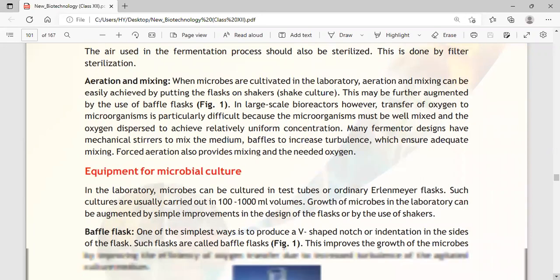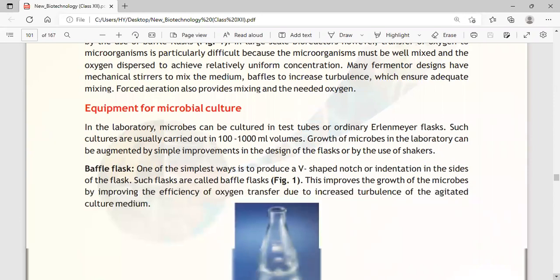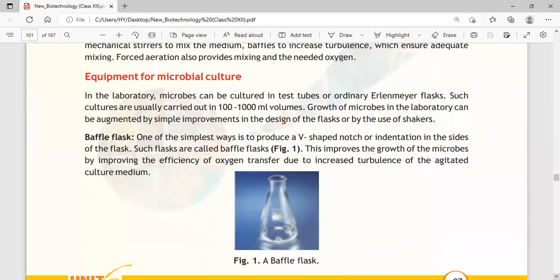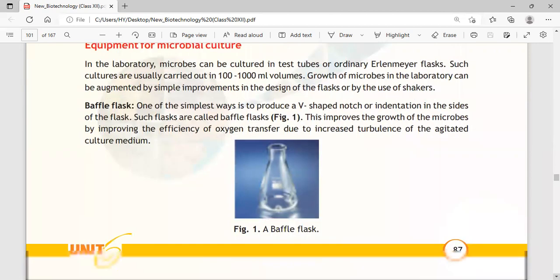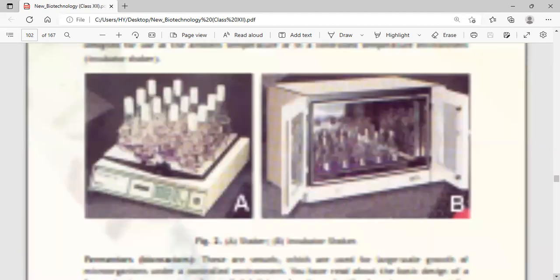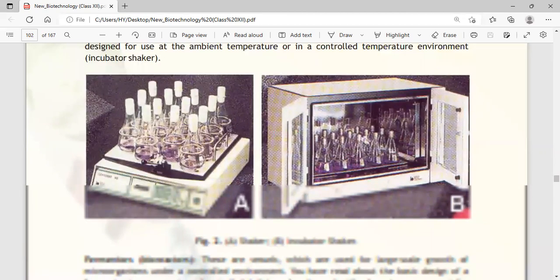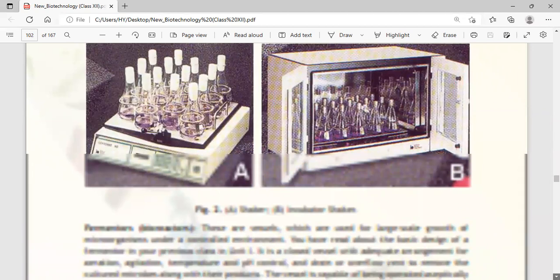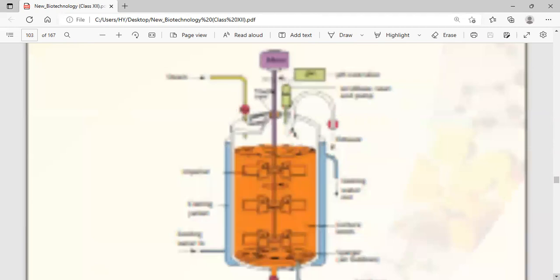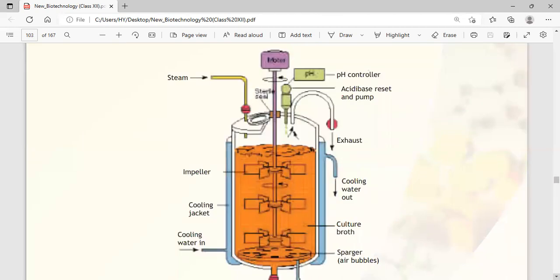In a large scale bioreactor, oxygen is dispersed to achieve a relatively uniform concentration. Many fermentation designs are there. For equipment of microbial culture, there is the baffle flask used in the laboratory, and the agitator and the shaker used in the water bath with the shaker. These we have discussed. So these are the laboratory procedures by which we can culture the microbes. And this is the basic design of a bioreactor. This also we have studied.